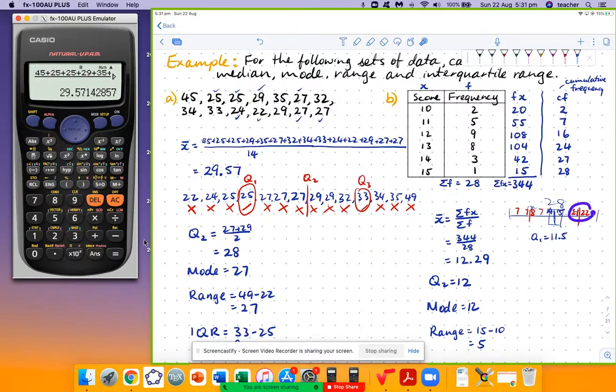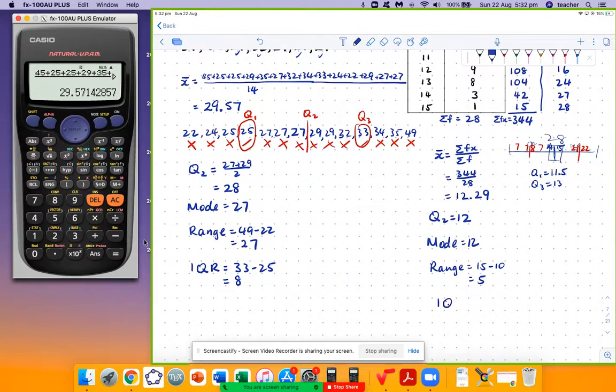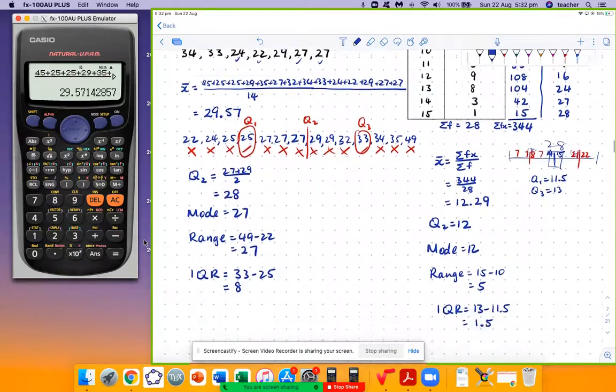If we're looking at the 21st and the 22nd score, we can see there's number 24. So that means the 21st and the 22nd are both going to be 13. So Q3 is going to be 13. So then the interquartile range is going to be 13 minus 11.5, which is 1.5. So those are our values. Now that's how you can do these calculations by hand.